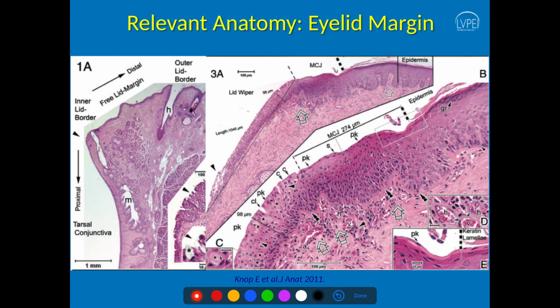If you look closely, then you will see the difference between the keratinized and the non-keratinized epithelium. So, I want you to pay attention here. This is a higher magnification photograph of the mucocutaneous junction at the posterior lid margin.